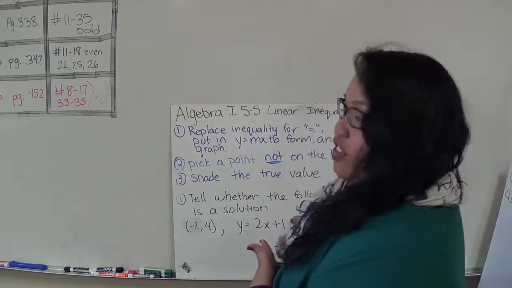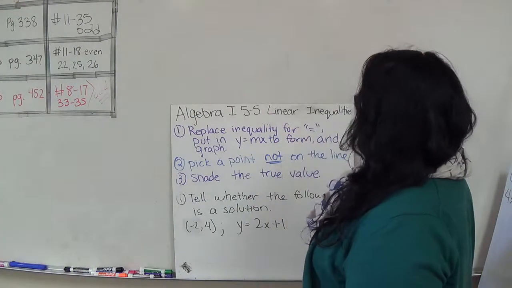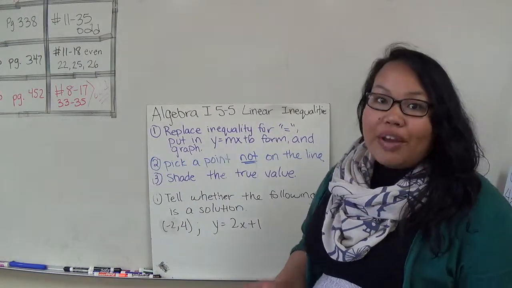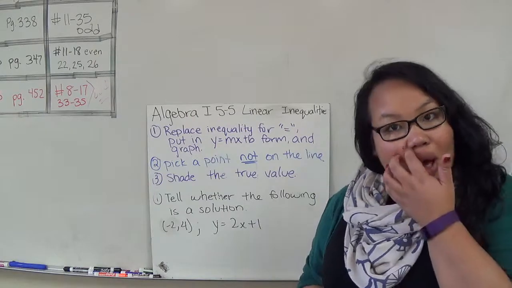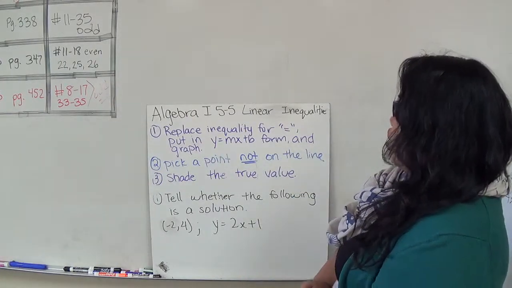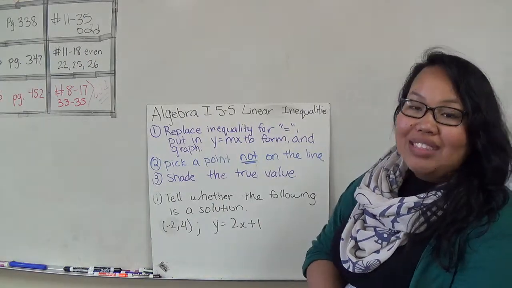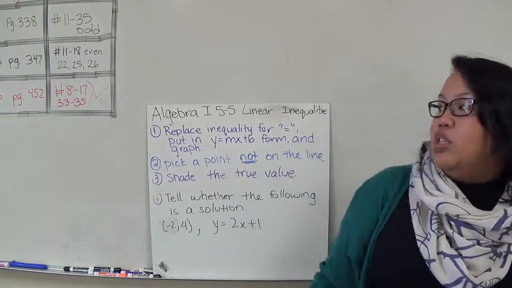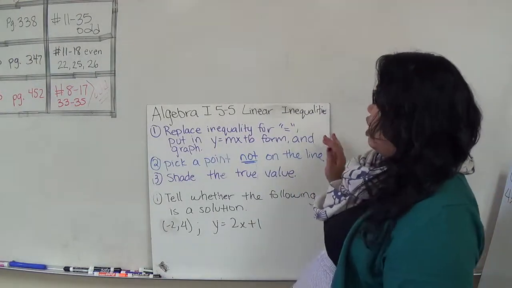In Algebra 1, Section 5.5, we're dealing with linear inequalities. So basically what we're doing is we're graphing not just lines but inequalities on a graph. These are the steps that we're going to do, and then we're going to apply these steps to a graph. The first step is to replace the inequality with an equal sign.